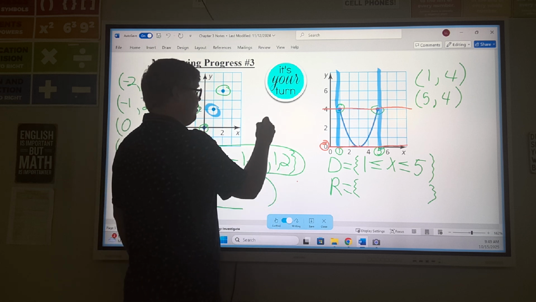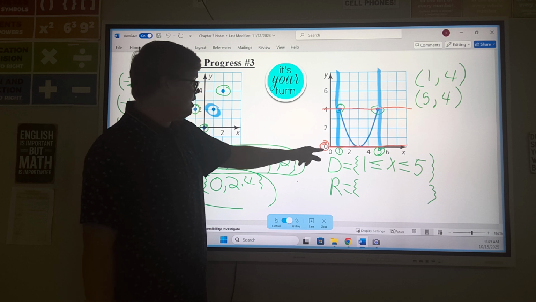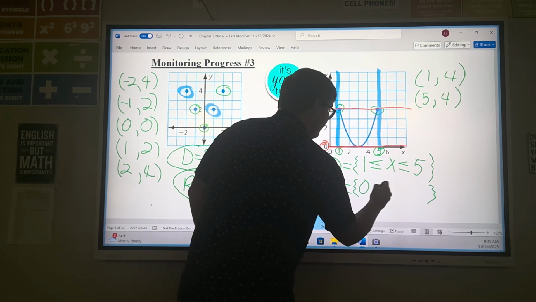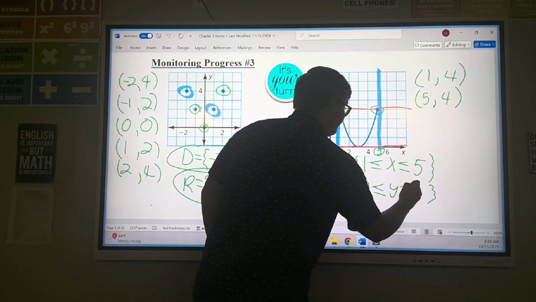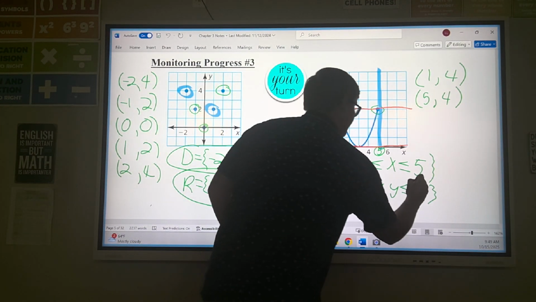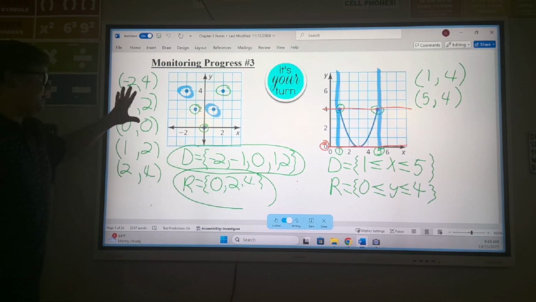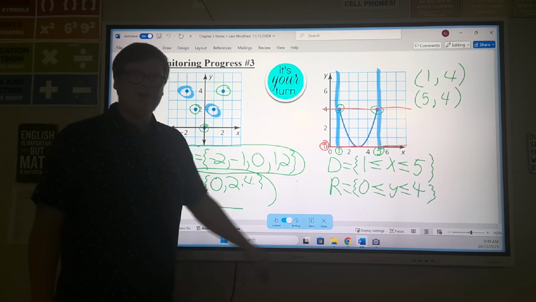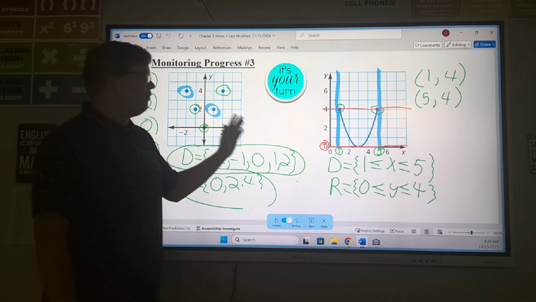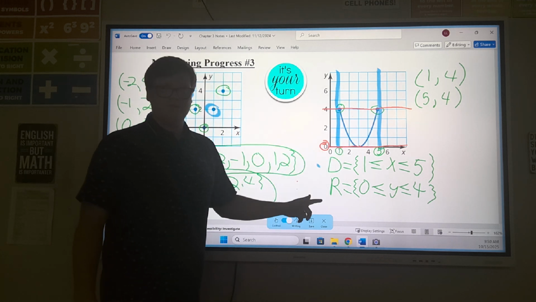So, in this situation, our range needs to start at the bottom, which is 0. We put our exact same signs, and it ends at 4. So that's the difference here. On this side, we're just worried about the individual points. On this side, we're worried about how far our line stretches. From left to right is domain. From bottom to top is range.